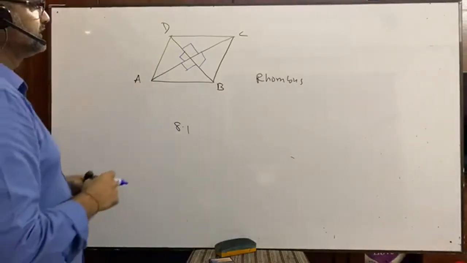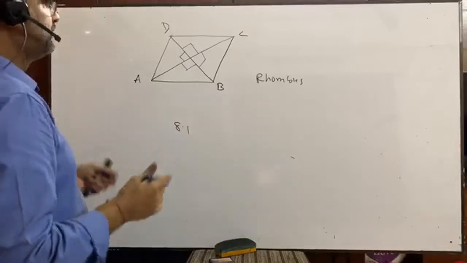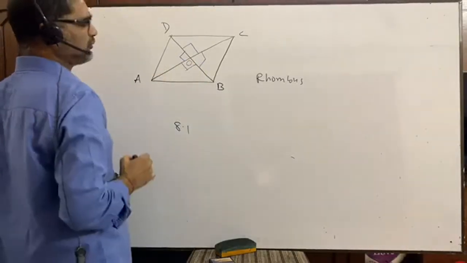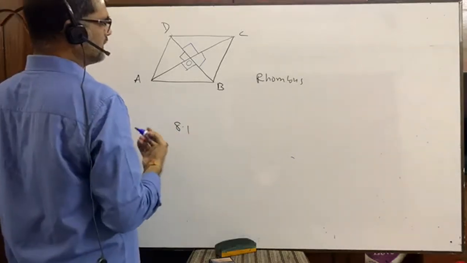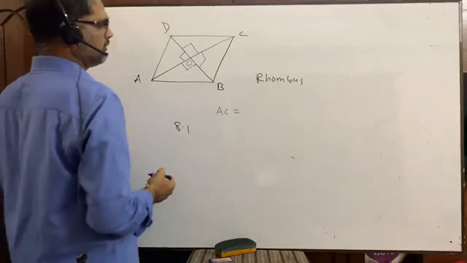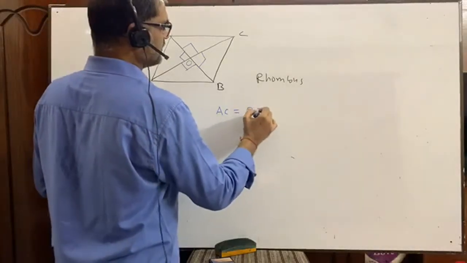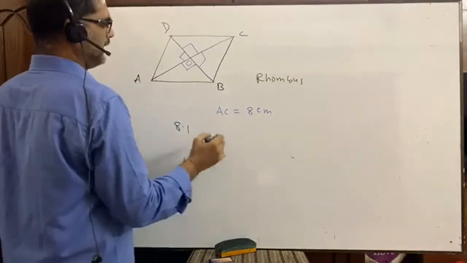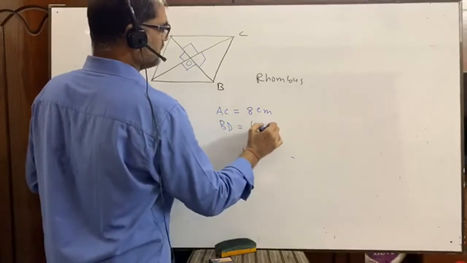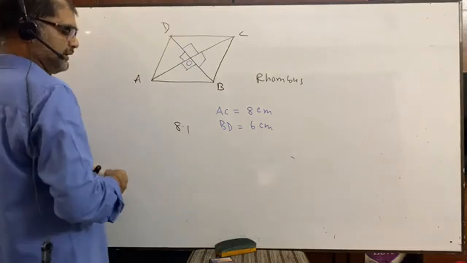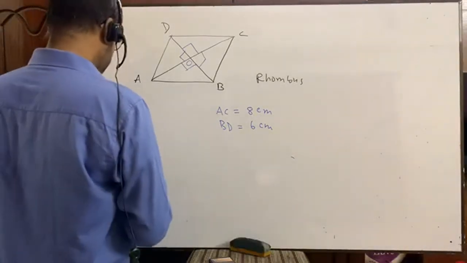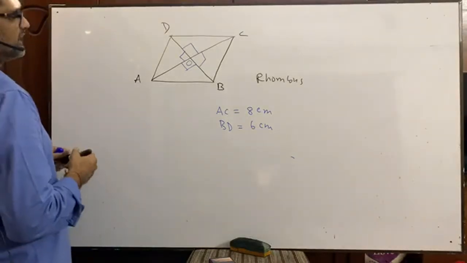Now my question is that suppose you are given, name the intersection as O. Suppose you are given AC equals to 8 centimeter, and BD equals to 6 centimeter. Now you are told in the exam to determine the area. What is the area of the rhombus?